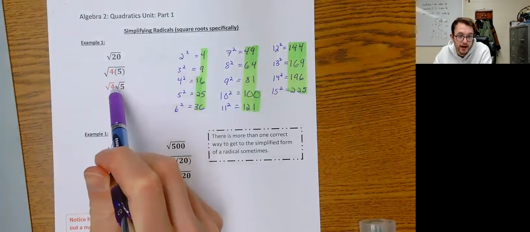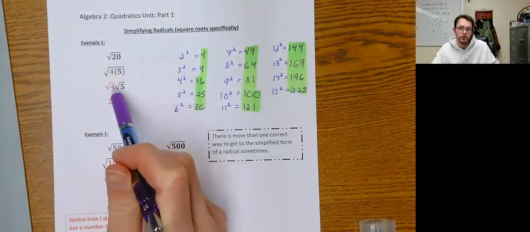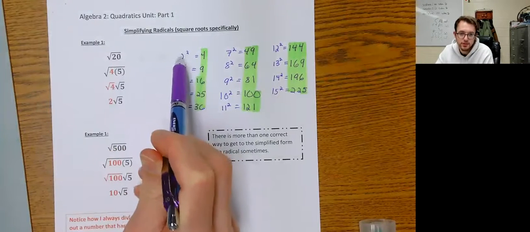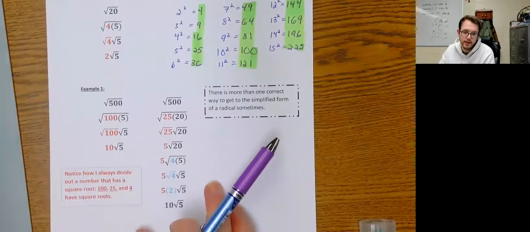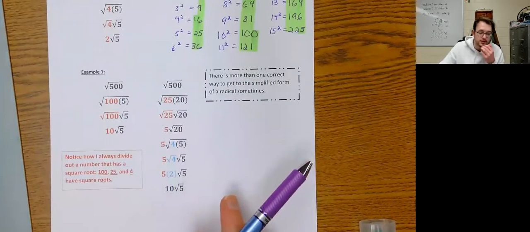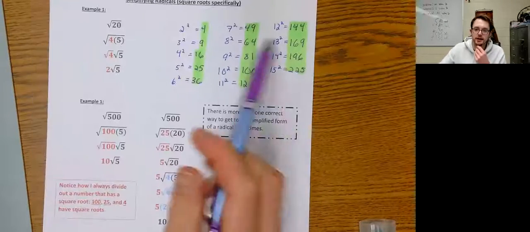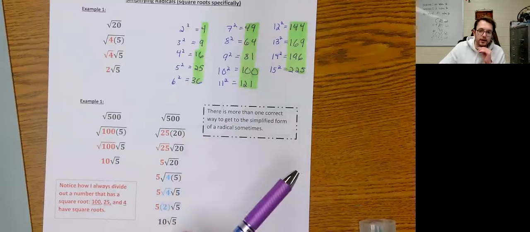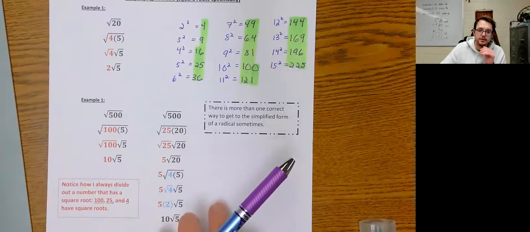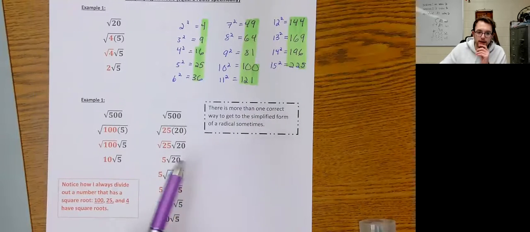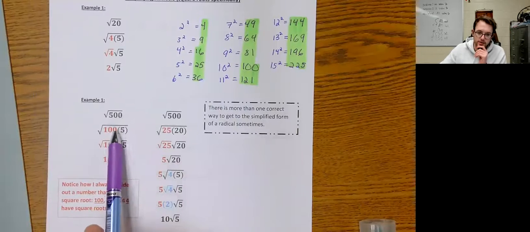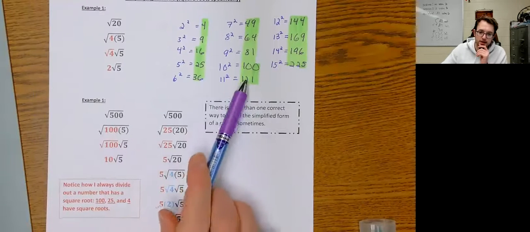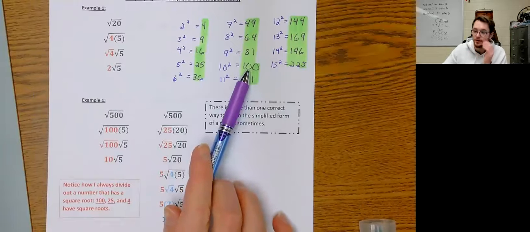The whole purpose of that is we know what the square root of 4 is. The square root of 4 is 2. So it just becomes 2√5. And then here I show you that there's long ways and short ways to do this. If you have a list like this next to you, you can usually find the quickest way. You can find the biggest number. The biggest number that goes into 500 that is a perfect square is 100. That's the biggest number that goes into 500 that is a perfect square.